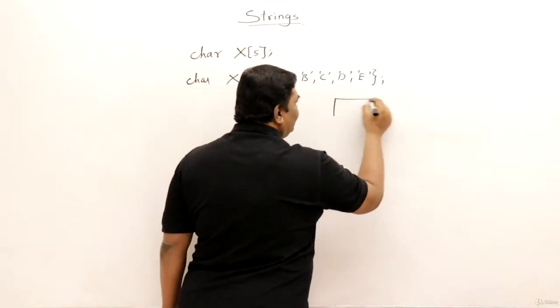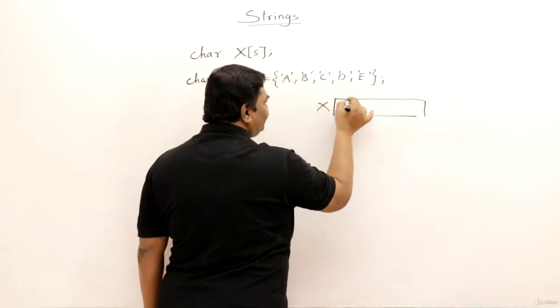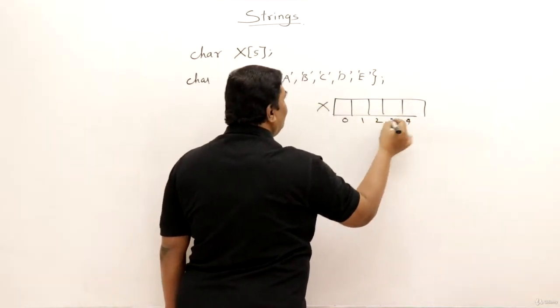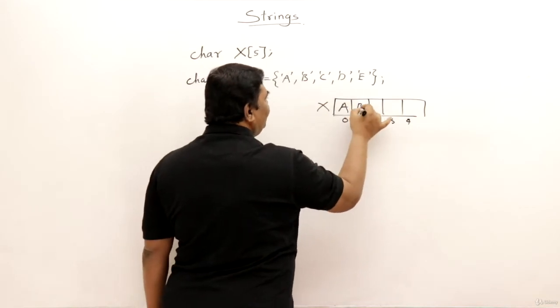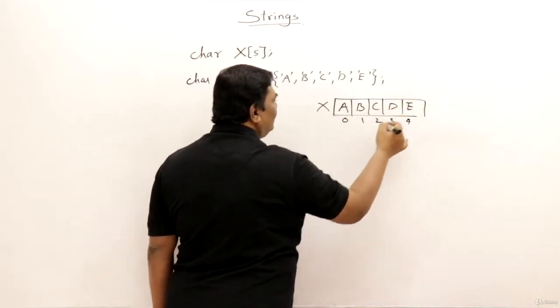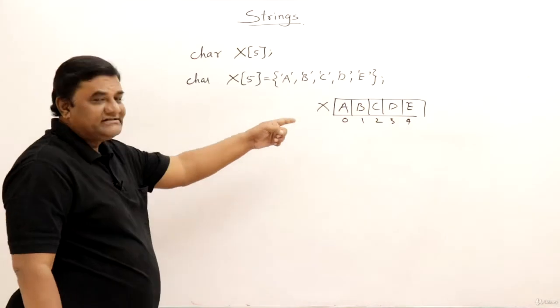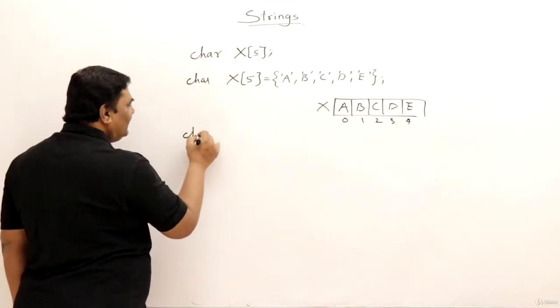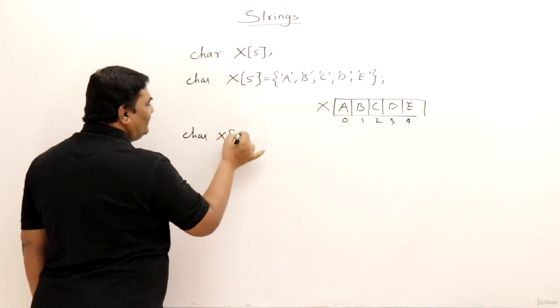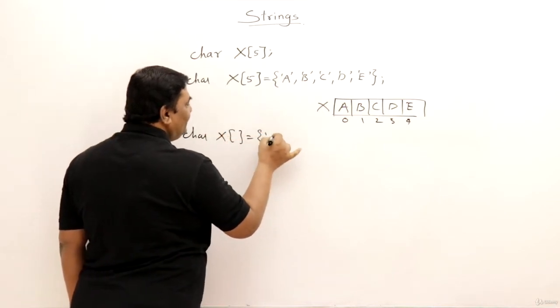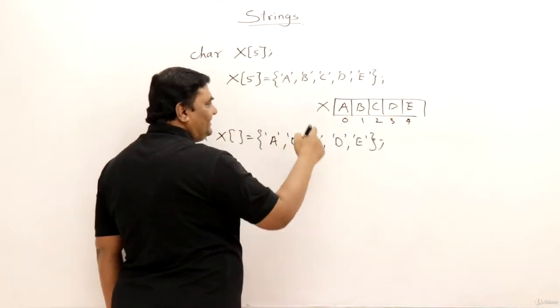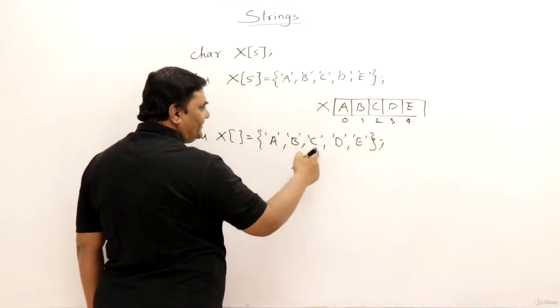So an array will be created with the name X, and it will have the alphabets A, B, C, D, E. Actually, their ASCII codes will be present in that array. Then, a third method: I can create an array without giving any size. So with A, B and so on, the same type of array will be created, of size 5, initialized with all these alphabets.